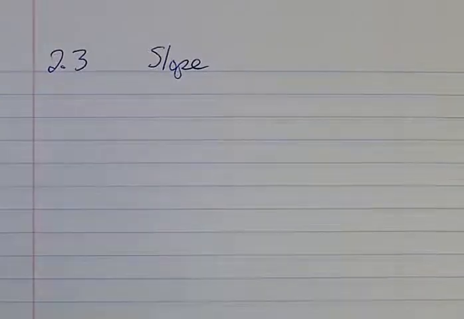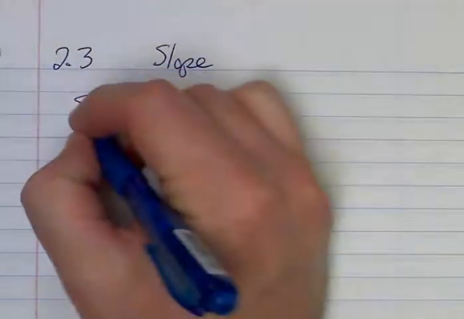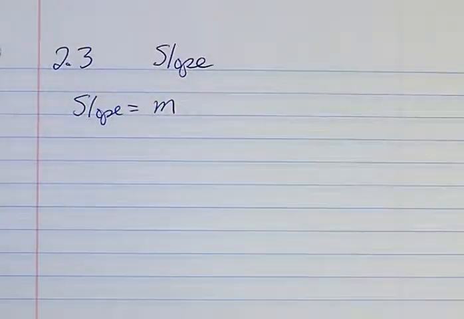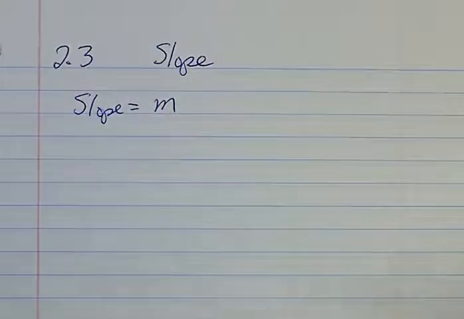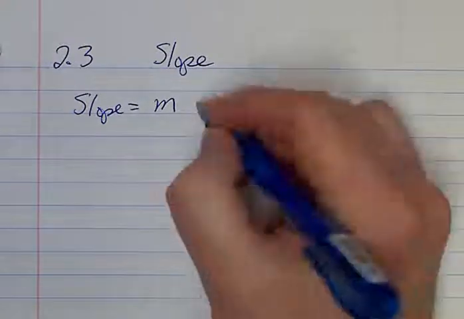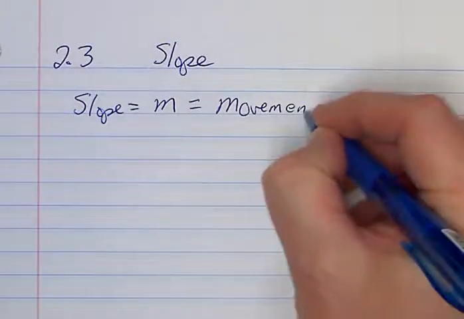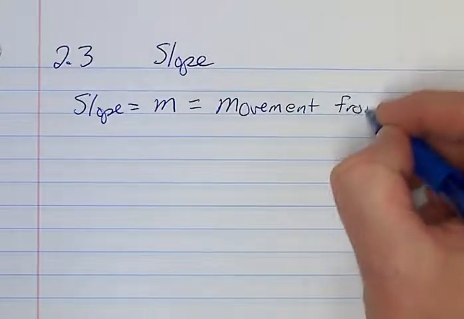Alright, if you remember for slope, m is the slope when we talk about y equals mx plus b, and we'll talk about that more in just a second. Slope is always the m. For me, I had to figure out why slope was m, because to me slope should be s, because it's slope, right? What I finally figured out is that the m stands for the movement from one point to another.